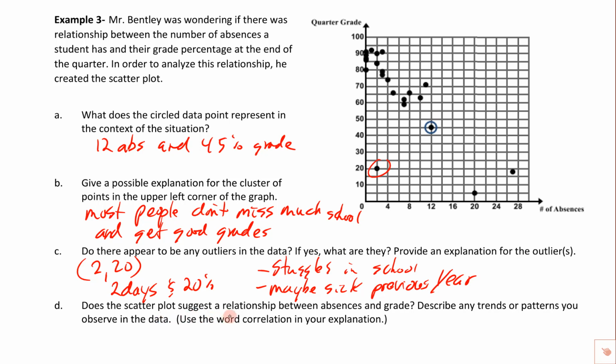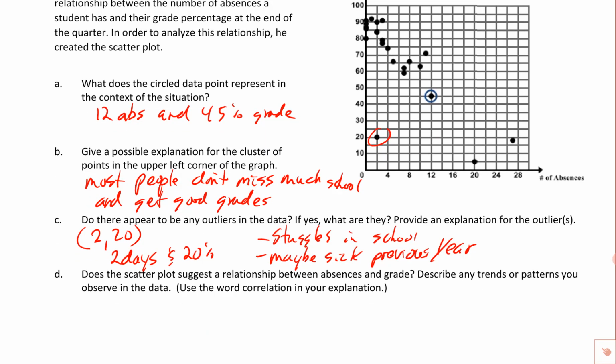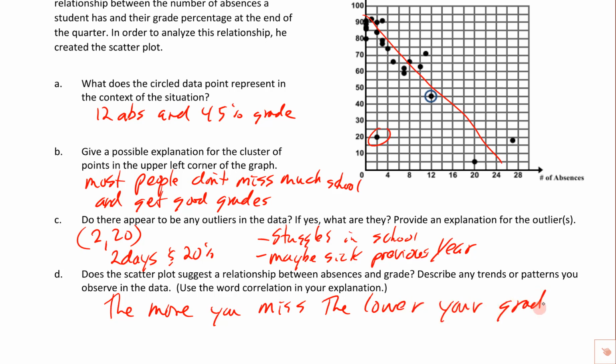Okay, it says, does the scatter plot suggest a relationship between absences and grades? Describe any trends or patterns you observe in the data. Use the word correlation in your explanation. So there's definitely a pattern here. There's a kind of a downward trend like this. It looks like the more school you miss, the lower your grade is. So the more you miss, the lower your grade.